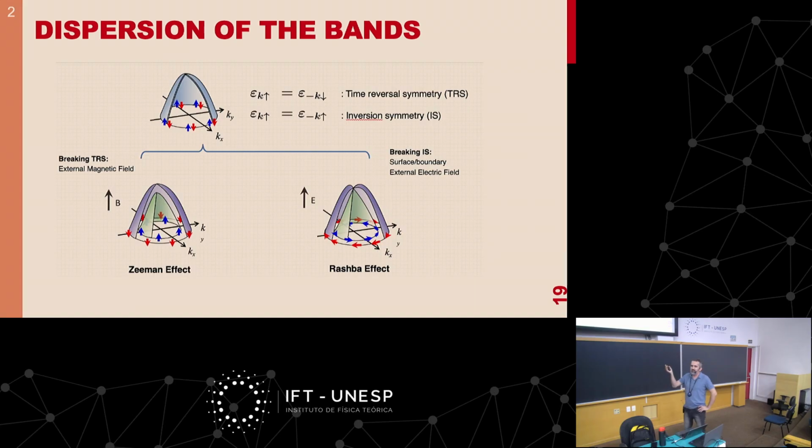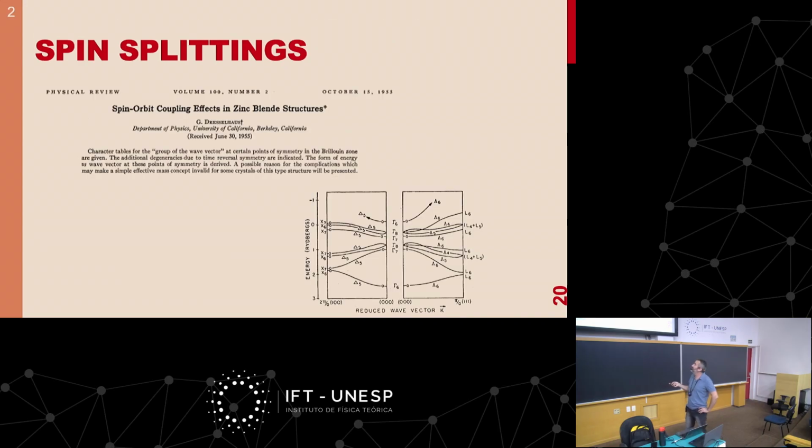I mean, the Zeeman effect we studied in quantum mechanics: you apply a magnetic field, or there is the Rashba effect: you apply an electric field, and then you break symmetry again. Okay, so there is a spin splitting here, and we wanted to calculate the spin splitting of all these materials.